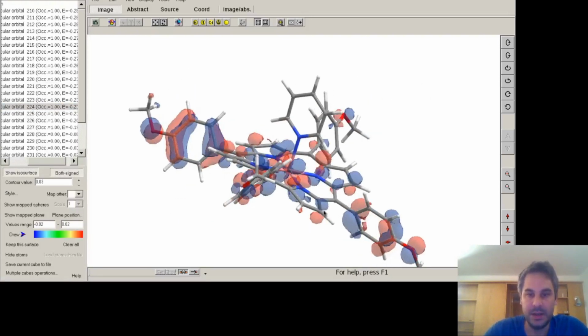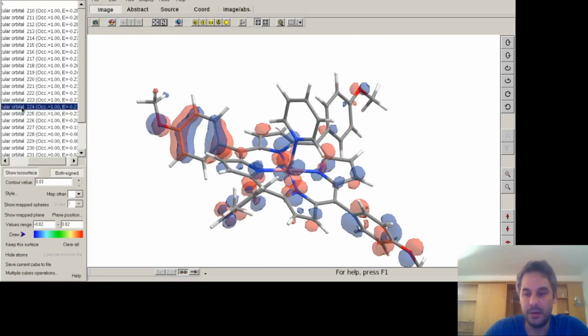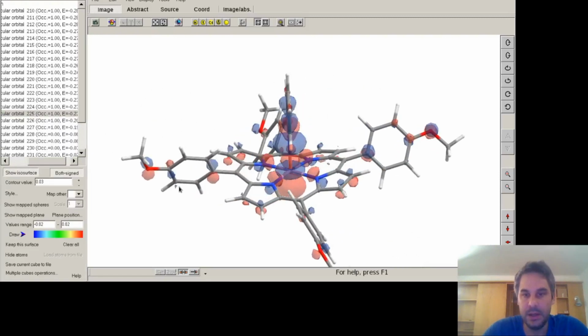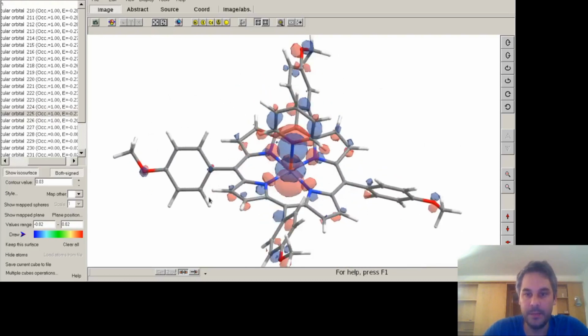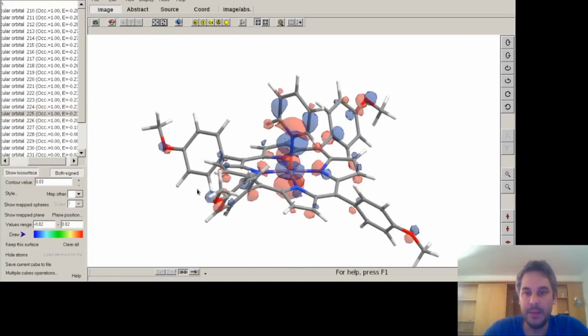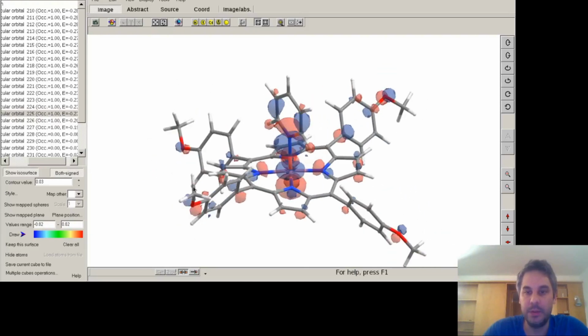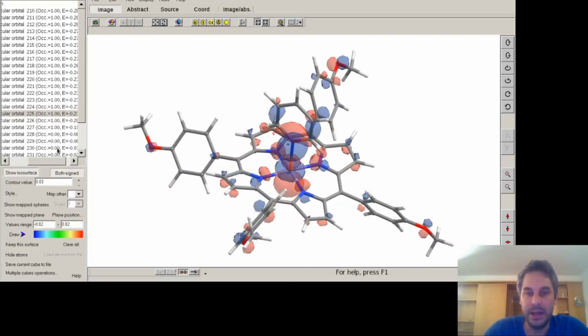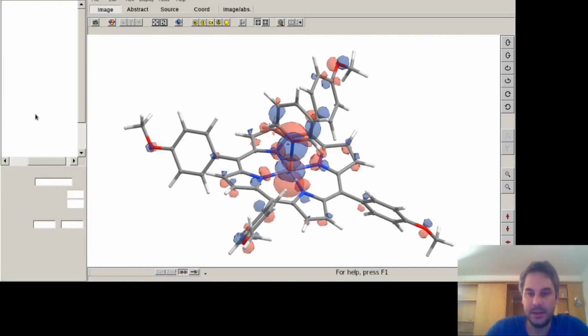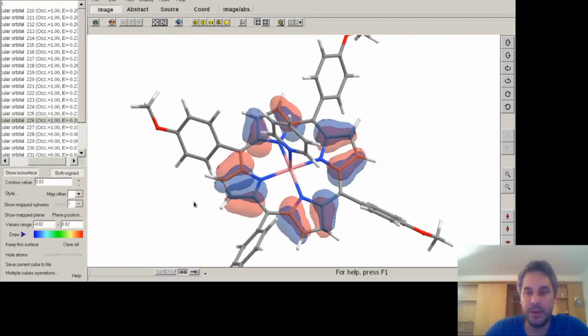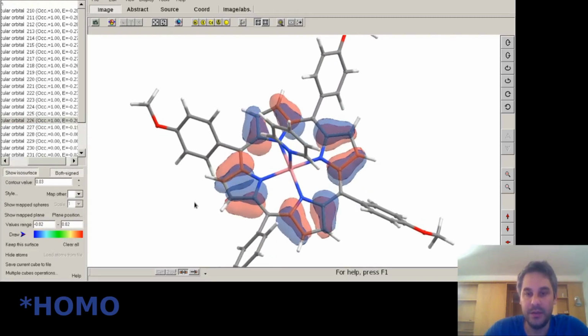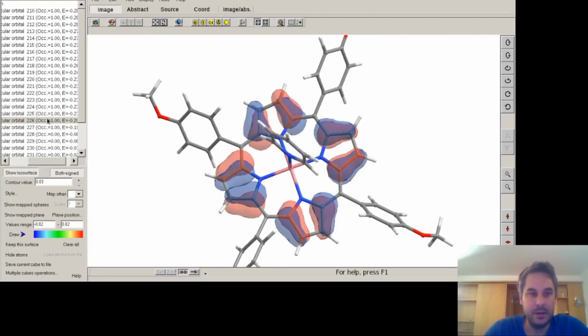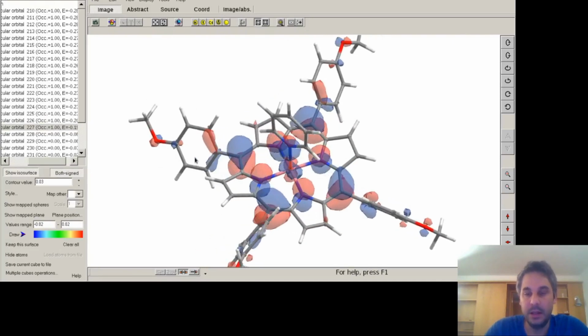This one also has a metal 3d character, although small. This one is mainly the dz² orbital, anti-bound to the pyridine nitrogen. That's a very common pattern for apical pyridine ligands in this type of complexes. So far 223 to 225 are good orbitals. 226 is one of the Gouterman orbitals. This is the HOMO-1 of the free base porphyrin. It looks like a relevant orbital.